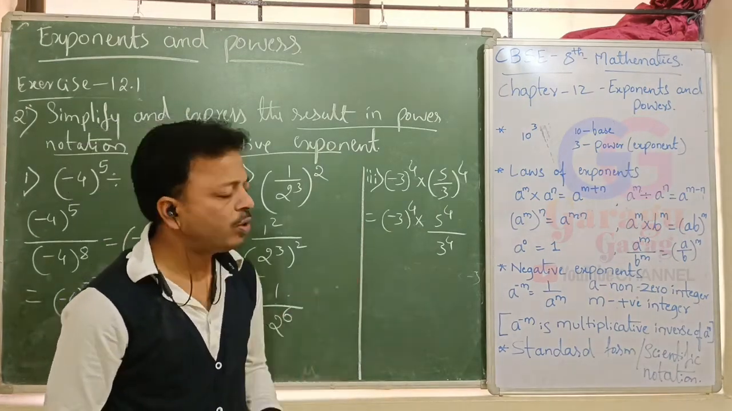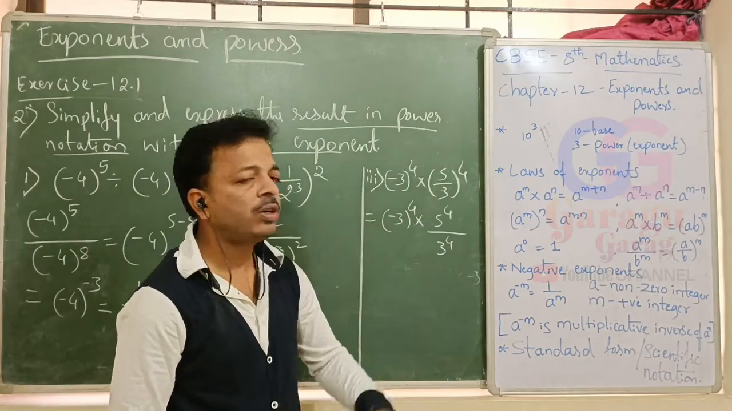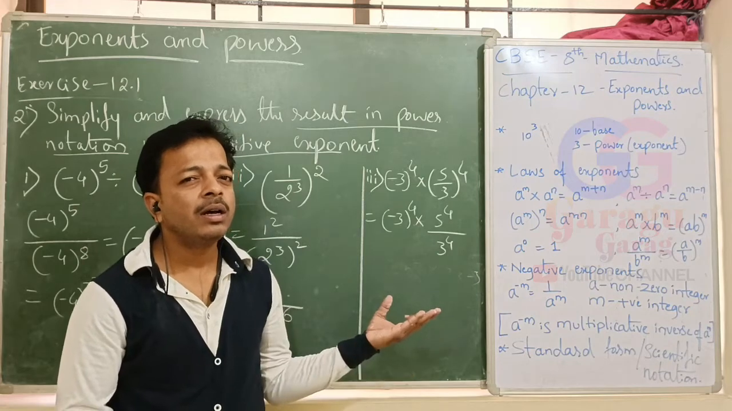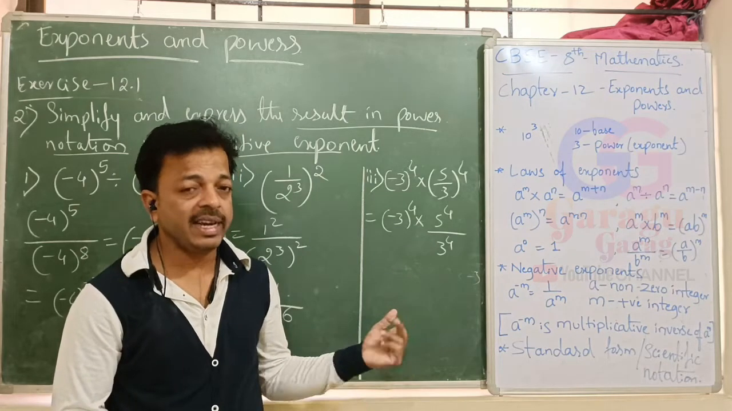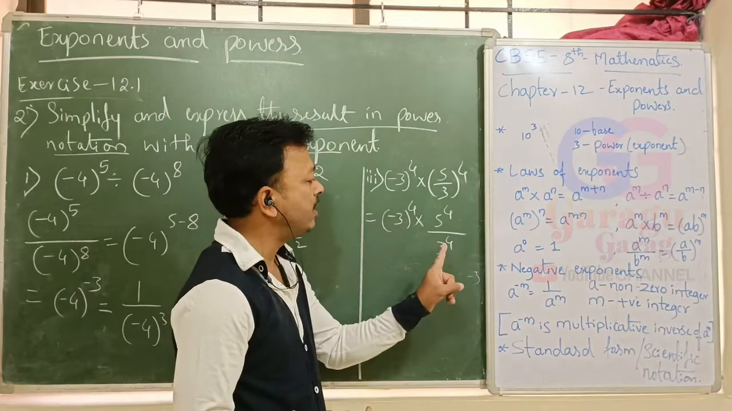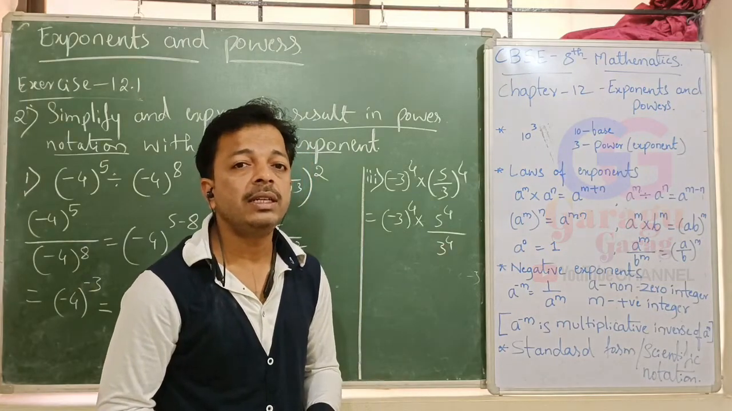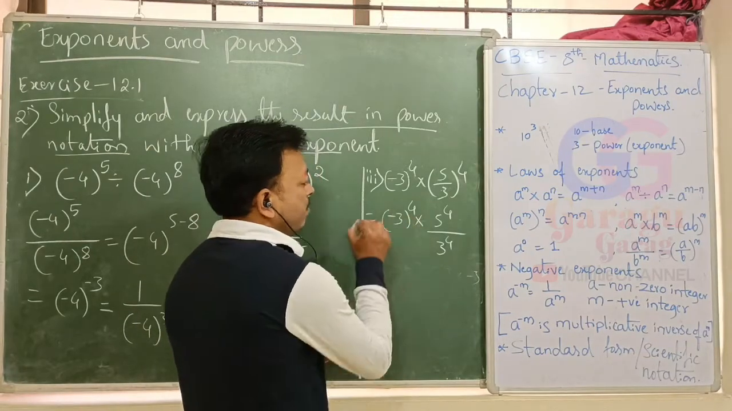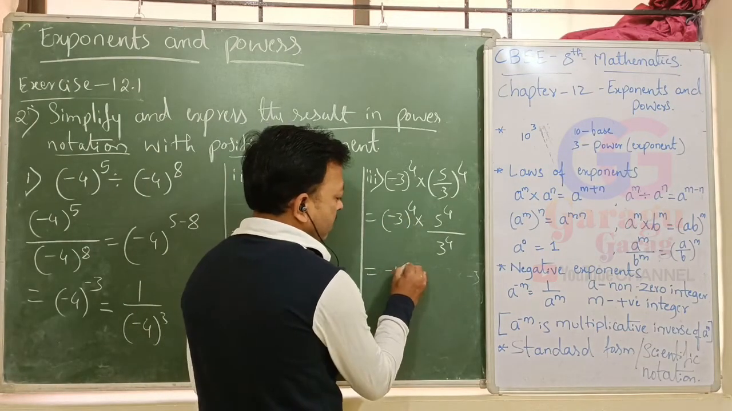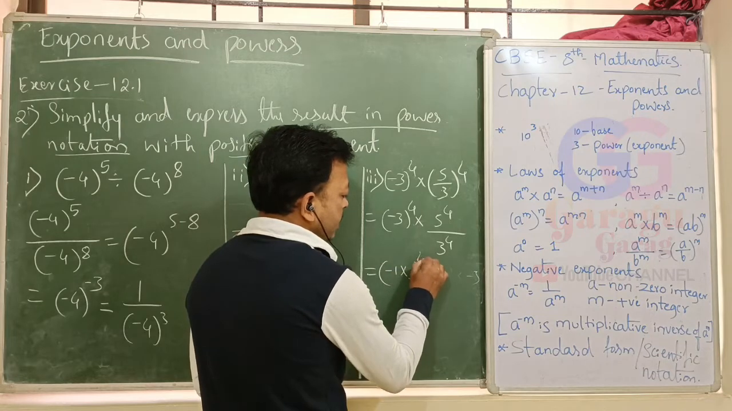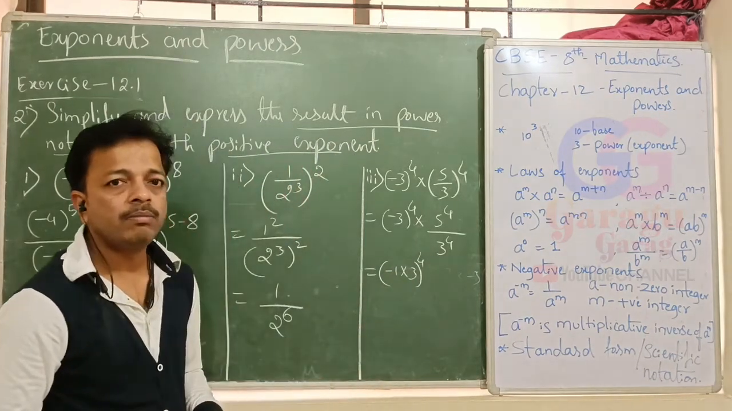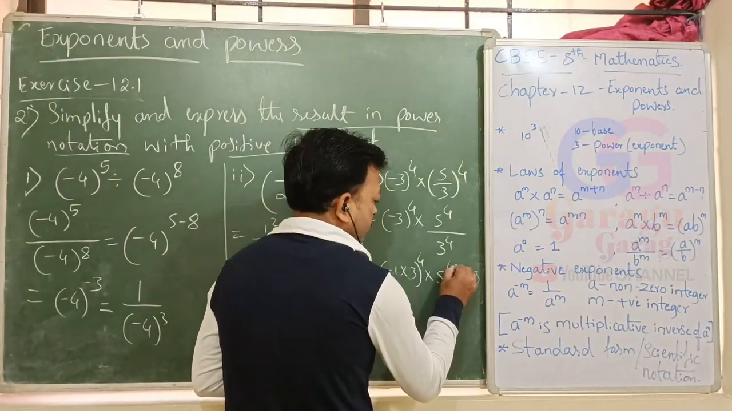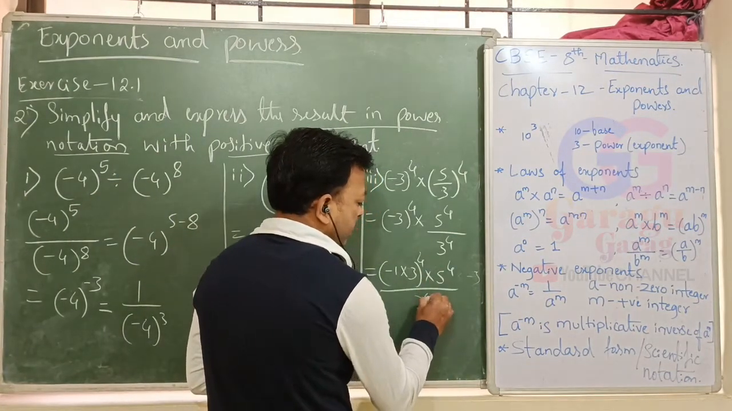They are already in exponent form, and all exponents are positive. Is it necessary to simplify this one? Yes. Here two terms are there, minus 3 and 3. How to make this one separate? Minus 3 you may write as minus 1 into 3 raised to 4, then minus 1 into 3 raised to 4 into 5 raised to 4 whole divided by 3 raised to 4.